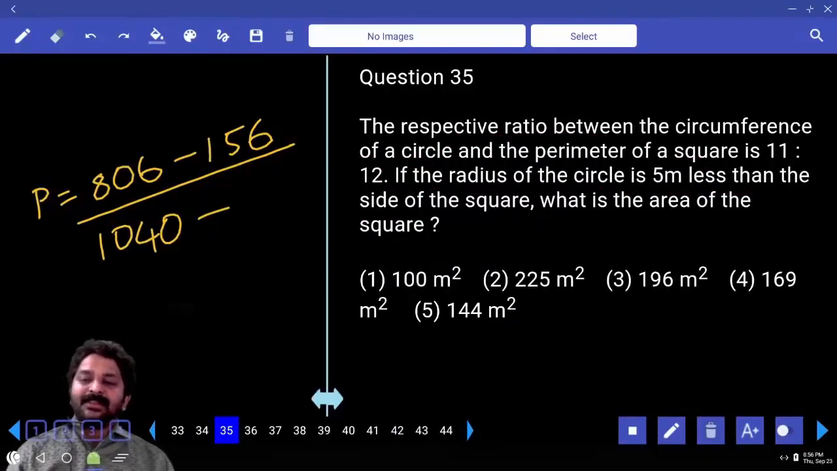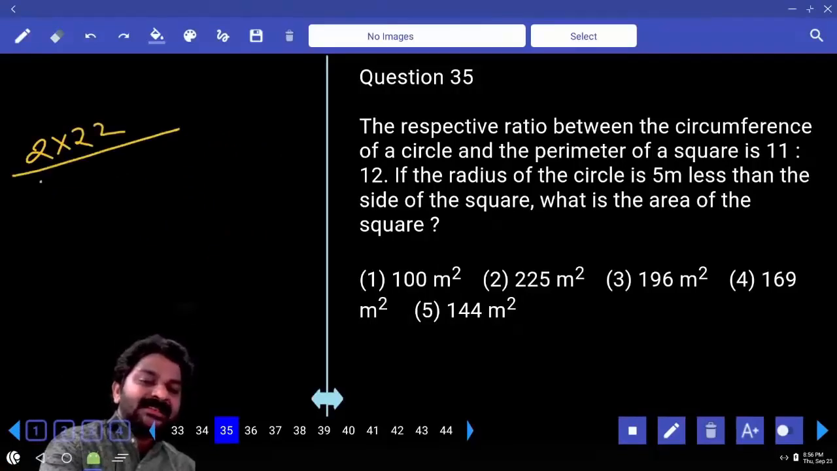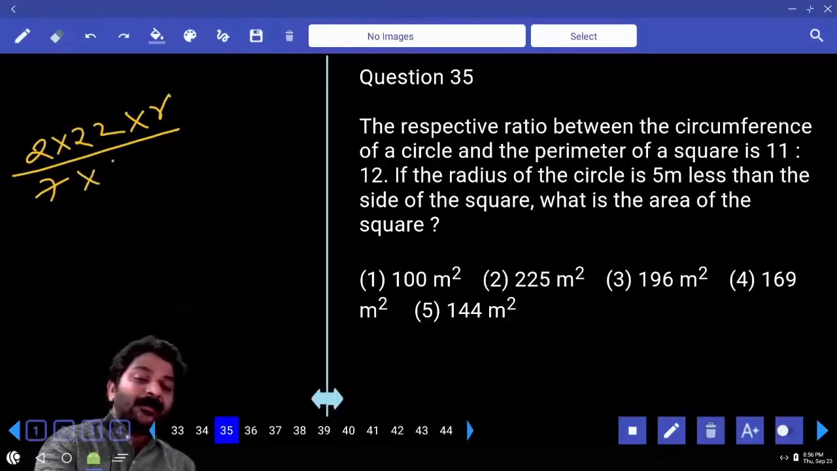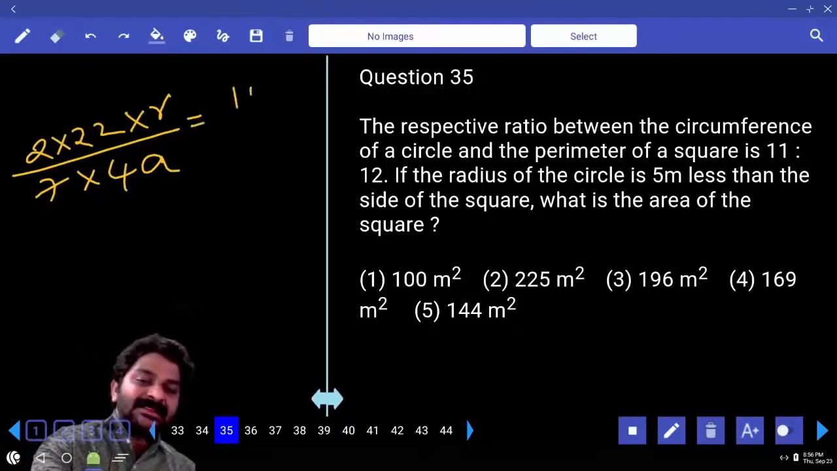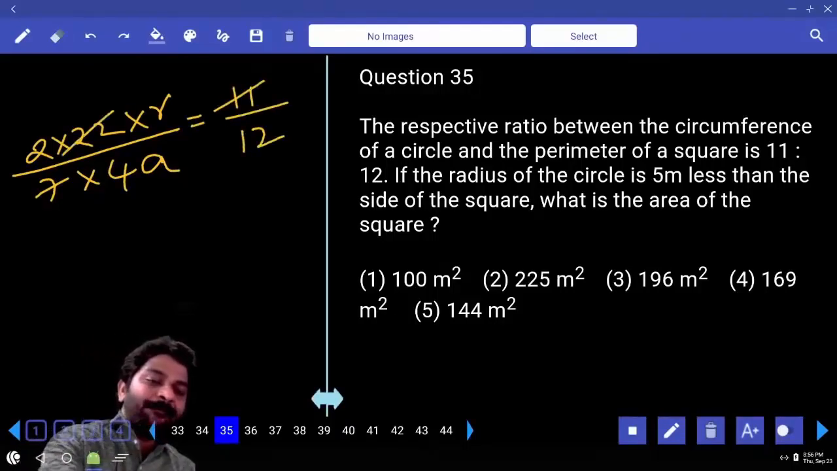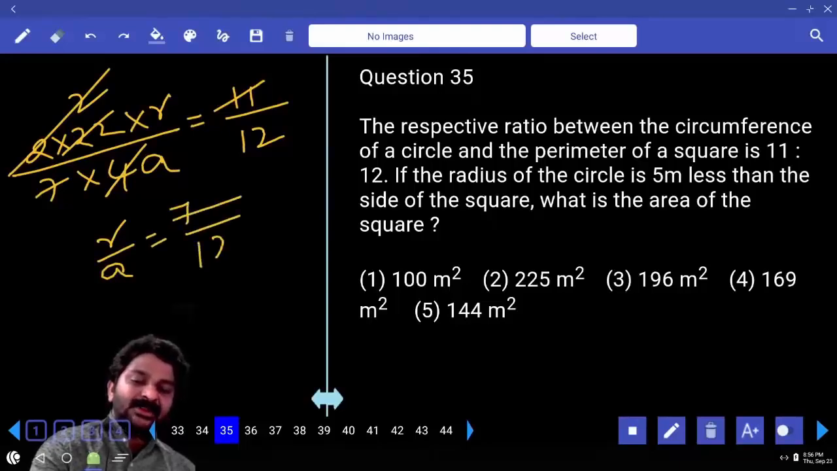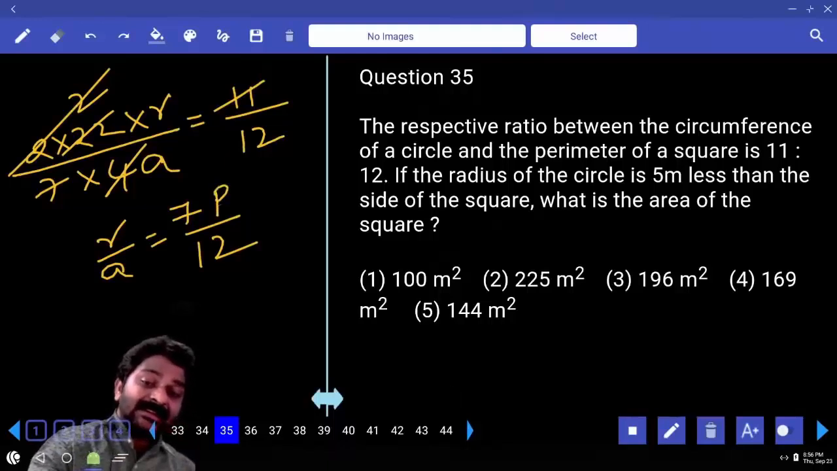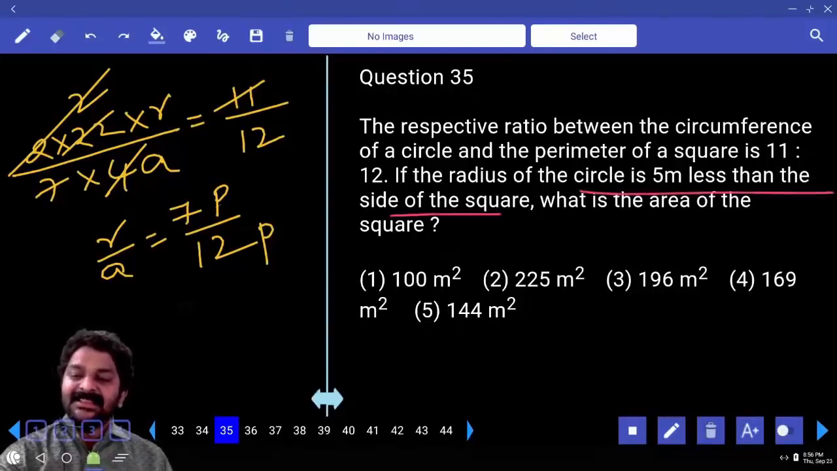The respective ratio between the circumference of the circle, 2 pi r, pi 22 by 7 into r, and the perimeter of the square, perimeter 4 times a, is equal to 11 by 12. That means 11 by 12. 11, 2 times, 2 into 2, 4 gets cancelled. So r by a is equal to 7 by 12. That means actually we are supposed to write it as 7 parts, 12 parts. If the radius of the circle is 5 meters less than the side of the square.